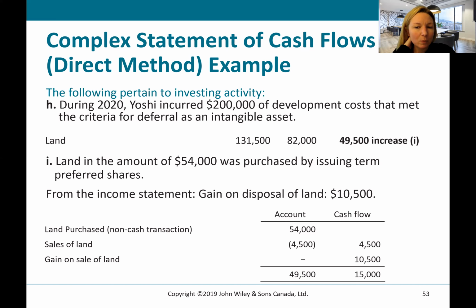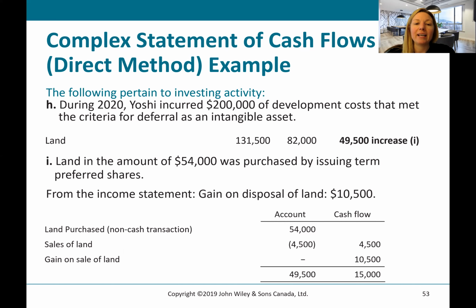And from the income statement, we have a gain on land of $10,500. And gains or losses on our income statement are non-cash items. That's an accounting concept, not a cash concept. So you can see here from a cash flow statement, we've got the land purchase, which is a non-cash transaction. It didn't hit our cash flow. You can see we have a blank in the cash flow column there.